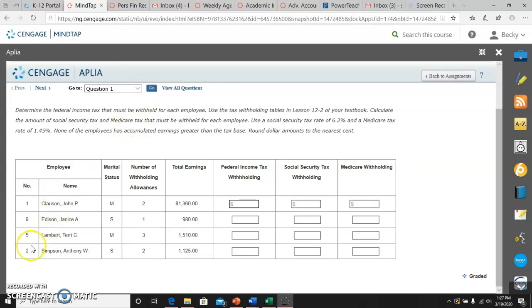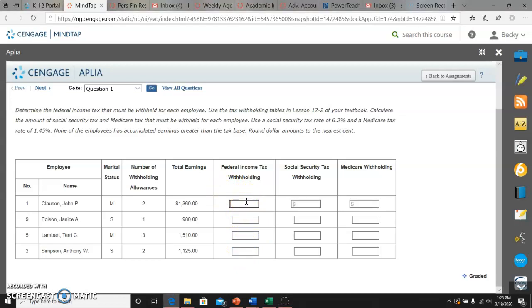So it has given us four employees, their names, their marital status, and again, depending on single or married, you use a different page in the tax tables on page 353 and 354. Gives us our withholding allowances. In our total earnings, it wants us to compute these three things. So I'm going to do it by column. I'm going to start with this married person.